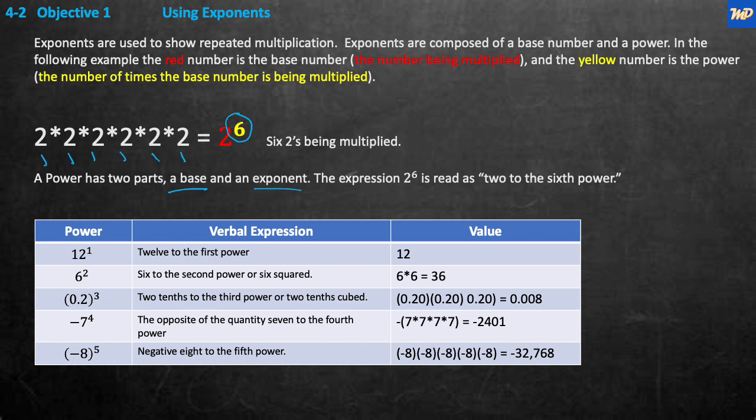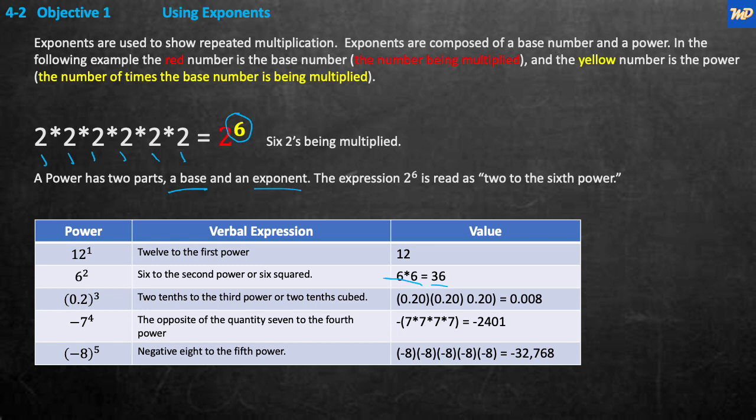Let's look at some examples. 12 to the 1st. There's a power of 1. Power 1 is just the number itself. It's 12 multiplied by itself, no times. It's already multiplied. 12 is the answer. 6 squared: 6 to the 2nd power, or 6 squared, is 6 times 6 equals 36.